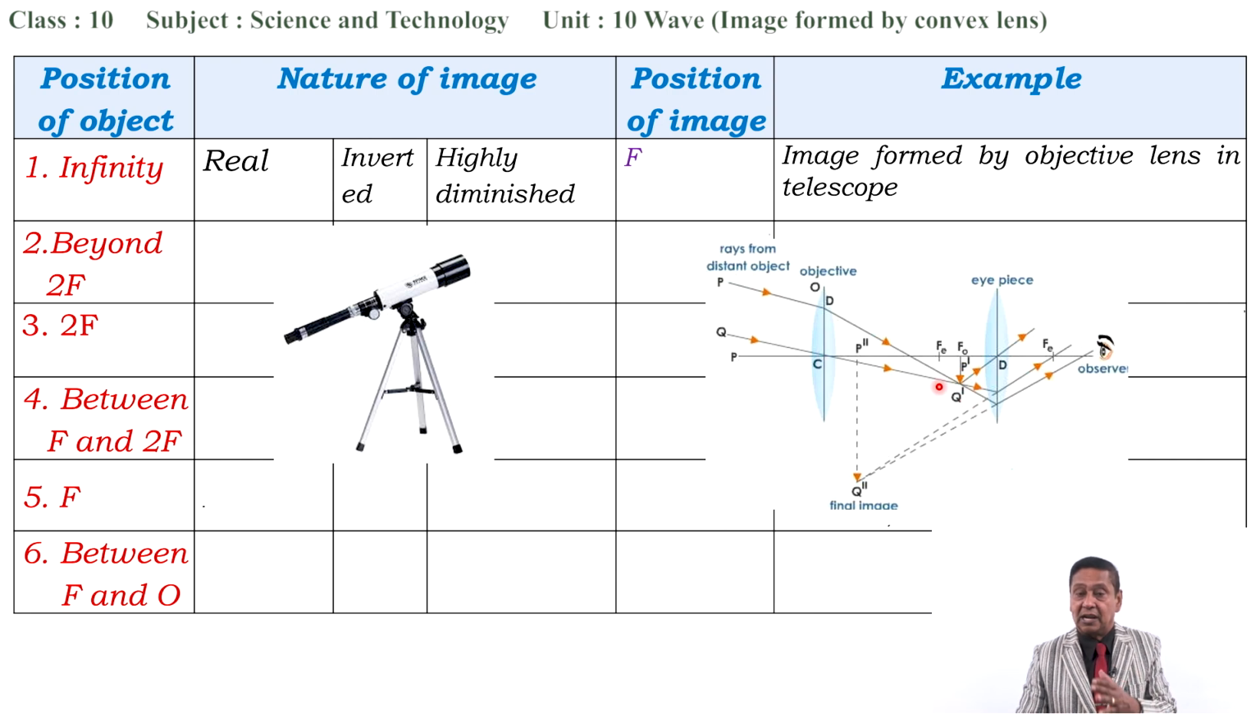It forms the image at the focus. The same is written here. The image formed by the objective lens in a telescope is the example of this condition. We don't have to be bothered with all these complex representations of different symbols. The objective lens forms the image at the focus in a telescope.